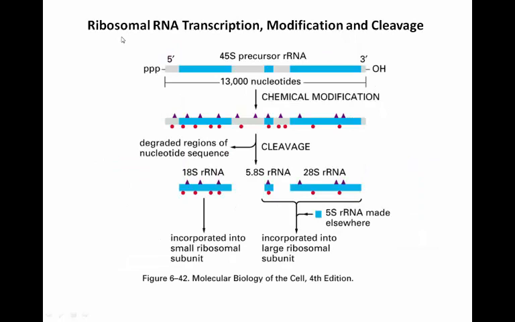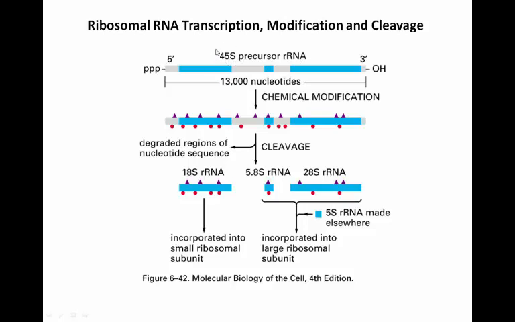So first, let's talk about ribosomal RNA transcription, modification, and cleavage. And then our next transparency will also talk more about this and integrate some things. So remember, ribosomal RNAs are made by RNA polymerase 1. So we're transcribing a ribosomal gene, and we're getting a 45S precursor of ribosomal RNA.